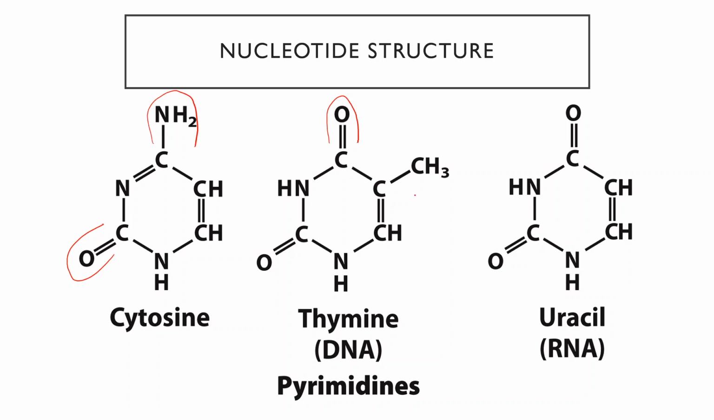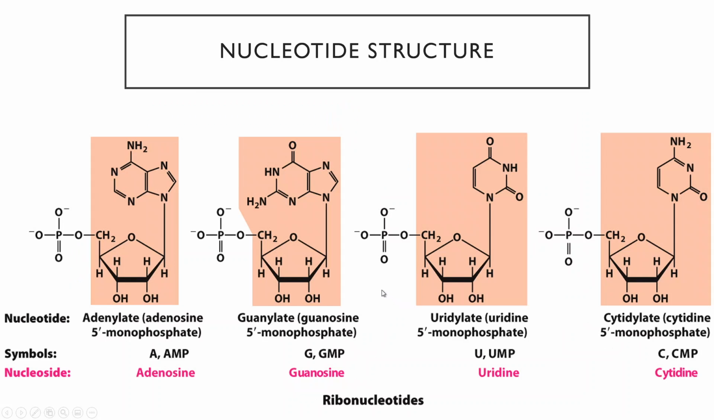Thymine also has an extra methyl group on the number 5 carbon, whereas uracil looks very similar to thymine, except that there is no methyl group. So, in fact, thymine is really just methylated uracil. The other difference between thymine and uracil is that thymine is only found as a part of DNA. Uracil is only found in nucleotides that are part of RNA.